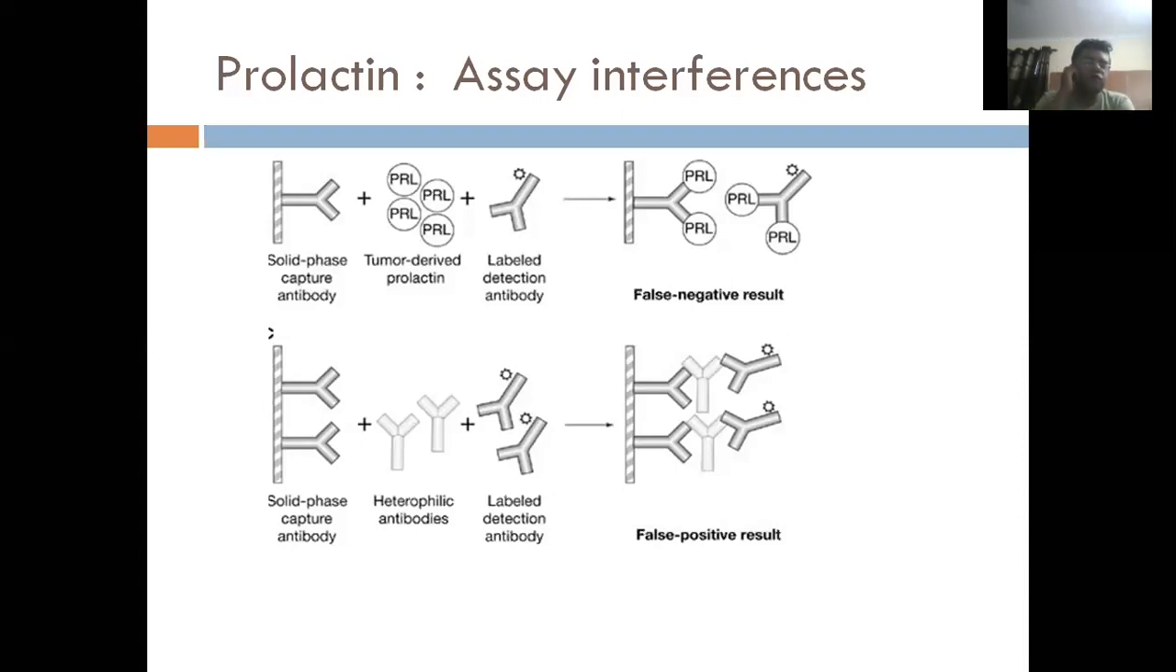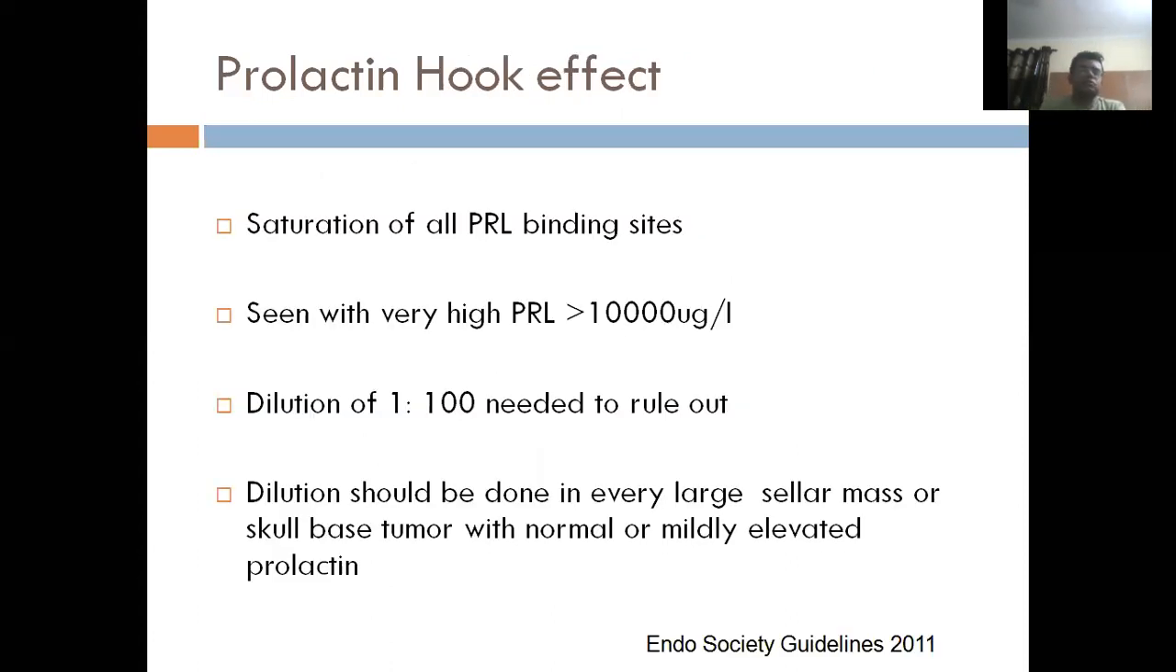The most important of these is, of course, the high dose hook effect. So what happens with the hook effect, as I discussed, is saturation of all the prolactin binding sites. It typically occurs when your prolactin level is very high, if it is 10,000 microgram per liter or more. And how do you find out whether the hook effect was there? You need to do dilution. You dilute the sample 1:100 and then do the test again, and then you will get a high value, and then you find out that it has got a high dose hook effect.